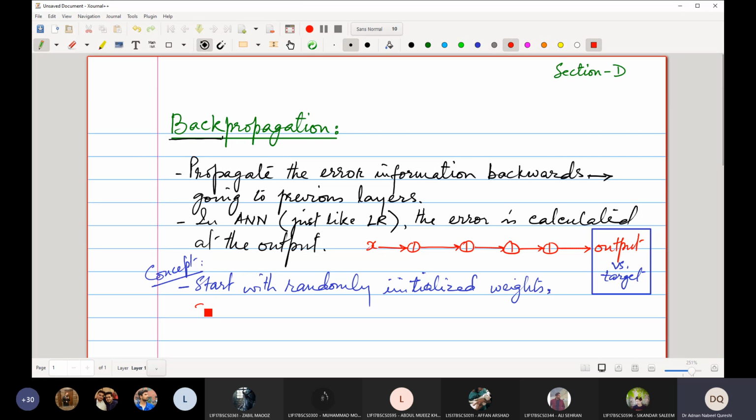ये मैं छोटा सा नीचे लिख रहा हूँ. अगर मैं लिख दूं लफ्ज drawn, इसका मतलब है obtained, drawn from distribution, uniform distribution of 0 to 1, and this depends upon the in degree.